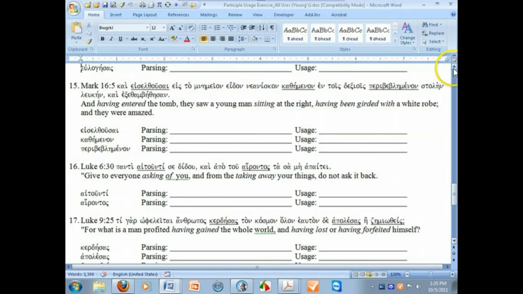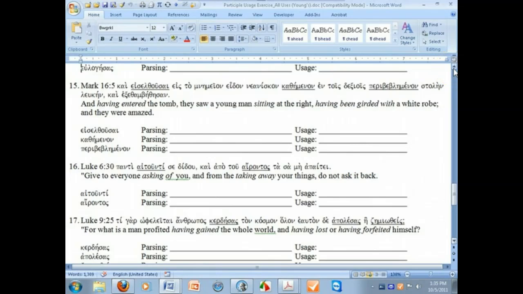But again, here's my observation about indirect discourse in the New Testament. It is almost always a case where an action is being seen in process, a sound is being heard in process, or a result of an action is still in effect and is being observed. So in this case, they saw a young man sitting. They see the action in process.